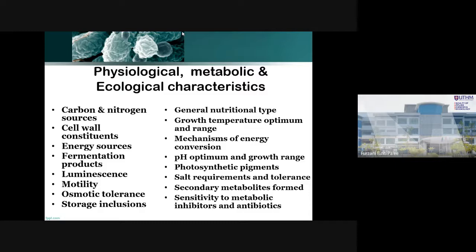bacteria. What else? For example, the growth temperature, optimum, and also the range. So the temperature range that the bacteria use to grow can be used to characterize the bacteria, or the pH, or the salt requirements, or the environmental or ecological characteristics that can be used to differentiate the bacteria.